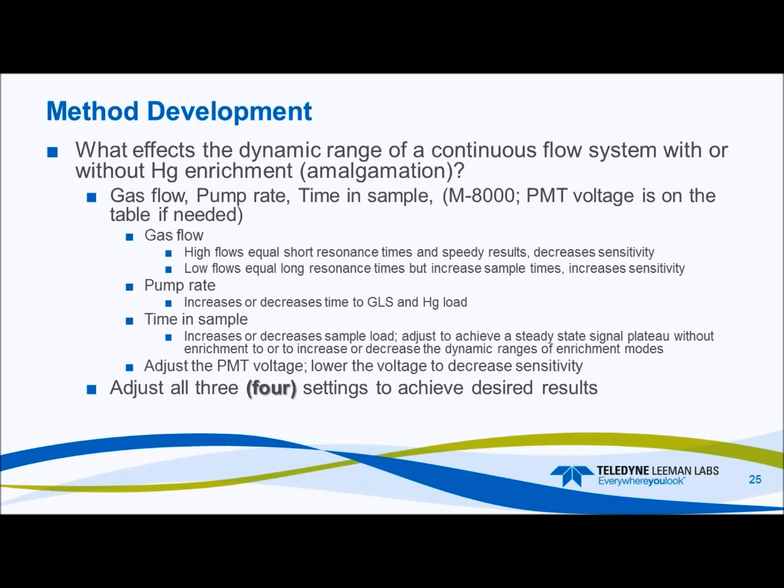The pump rate will increase or decrease the time to the GLS and or the mercury load onto the gold trap. So then the time in sample will also increase or decrease sample load. So we adjust this to a steady state for a signal plateau without gold enrichment, and with amalgamation, we use it to increase or decrease the dynamic range of the system. And then additionally, like I said, we can adjust the PMT voltage to decrease the sensitivity. So you want to adjust all 3 or 4 depending on your desired results.